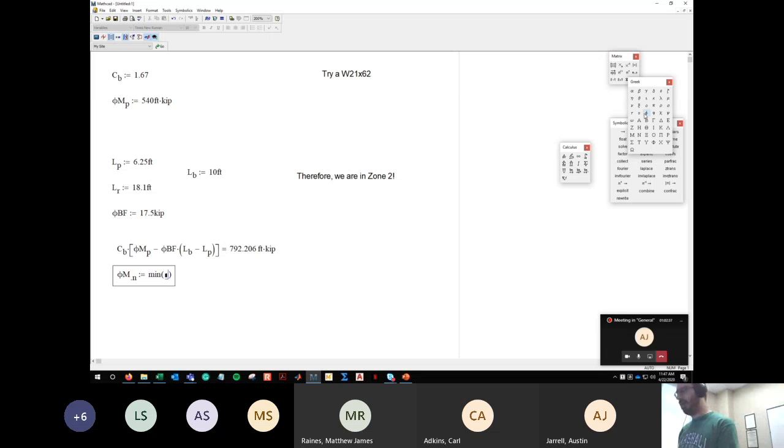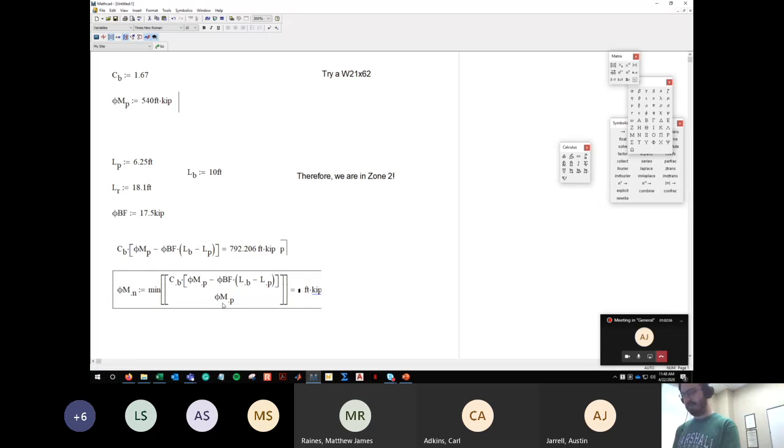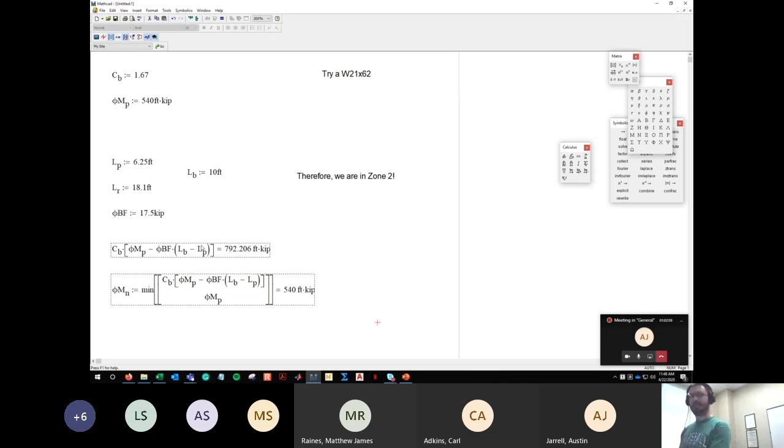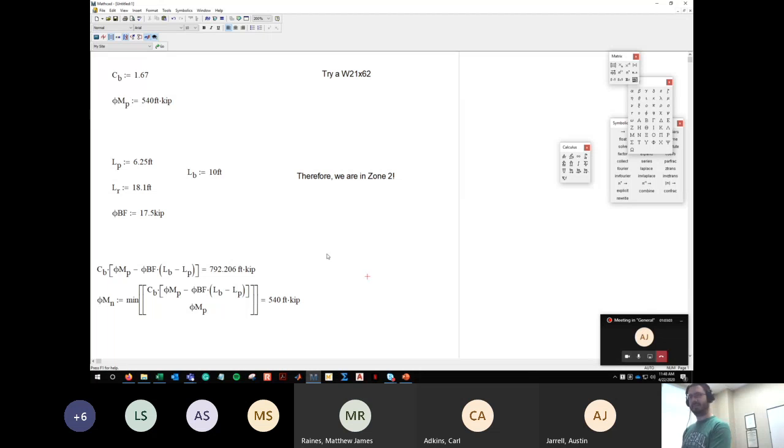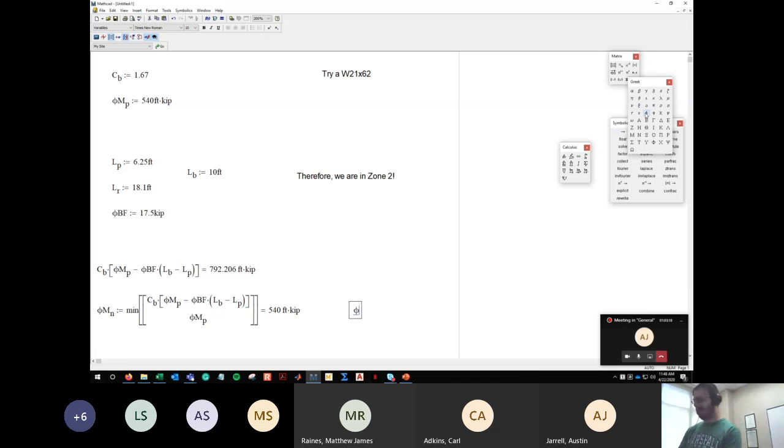And so phi Mn is the minimum of all of this or that, which is phi Mp. So let me clean this up a bit. Hopefully, does that look clear? Can everybody read that? So what we've got is phi Mn is 540 foot kips, and then we had an Mu of, if we remember this problem, Mu was 525 foot kips.